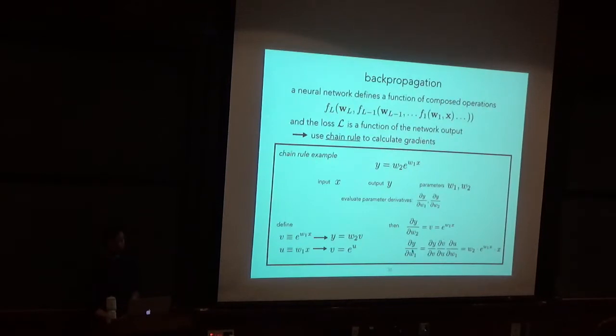We calculate that there. But now to get to the weight w1, we see that it's nested inside this function e to the w1 times x. So we have to use the chain rule to go back from dy/dv to dv/du, and then finally from du/dw1. By multiplying these terms together, we can get to the derivative of these internal layers of our function. So this is the basic method by which we'll calculate these gradients. And this procedure, again, is called the chain rule.